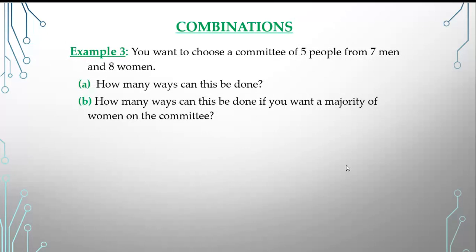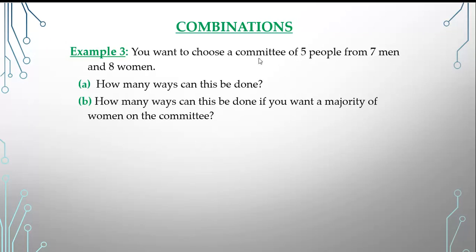Now another example: you want to choose a committee of 5 people from 7 men and 8 women. How many ways can this be done? And second, how many ways can this be done if you want a majority of women on the committee? So here again we have to select 5 people for the committee from 7 men and 8 women, right? It is not specifically given which men or which women we need to choose for the committee.